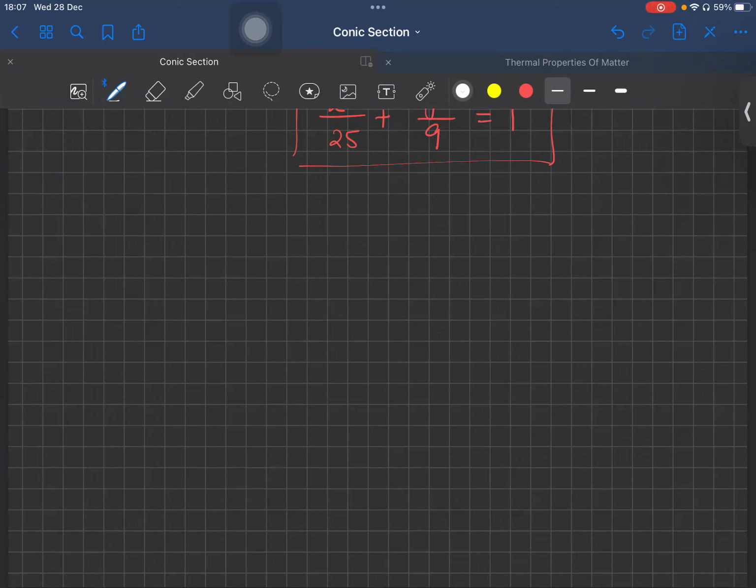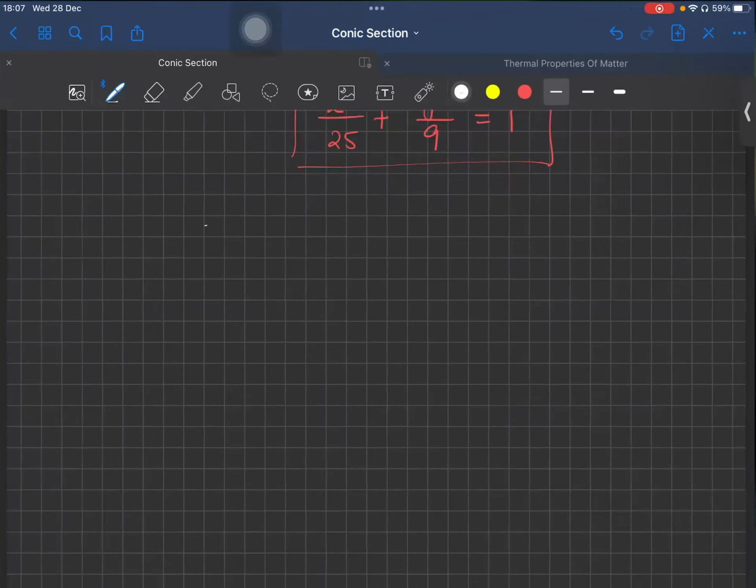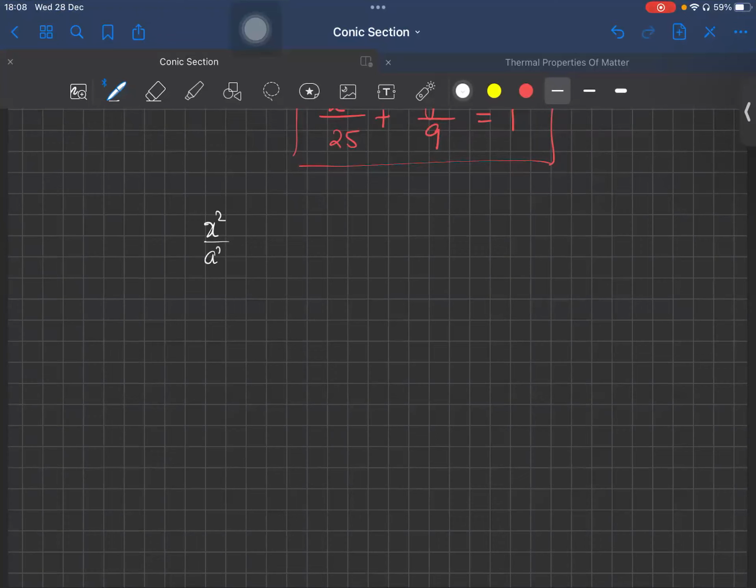What is the standard equation of ellipse? x square upon a square plus y square upon b square is equal to 1. Yes. So this is the standard equation of ellipse.